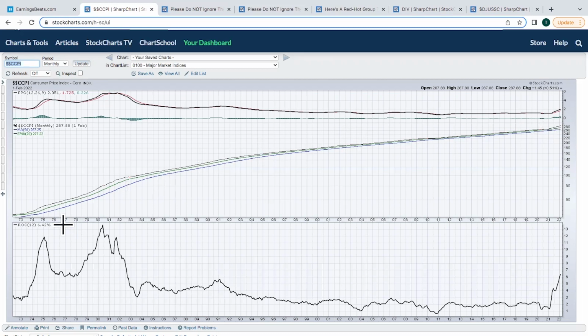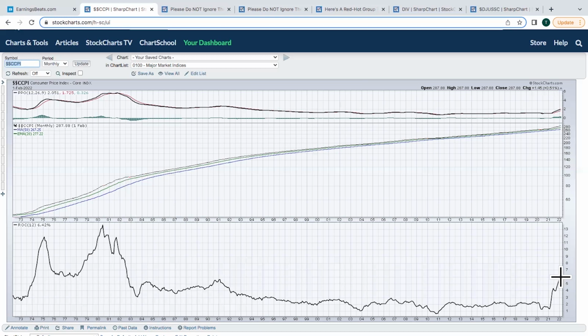And then down here at the bottom, I've done a 12-period rate of change. And since it's a monthly chart, this is a 12-month rate of change. So it's giving us the annual core inflation rate. Now, if you look back over the last year to 15 months, you'll see that we've had this huge spike in the inflation rate. That's what everyone's been talking about.